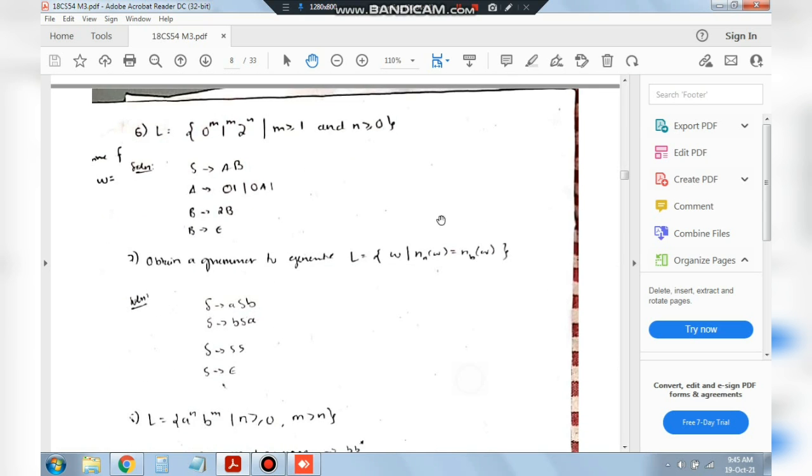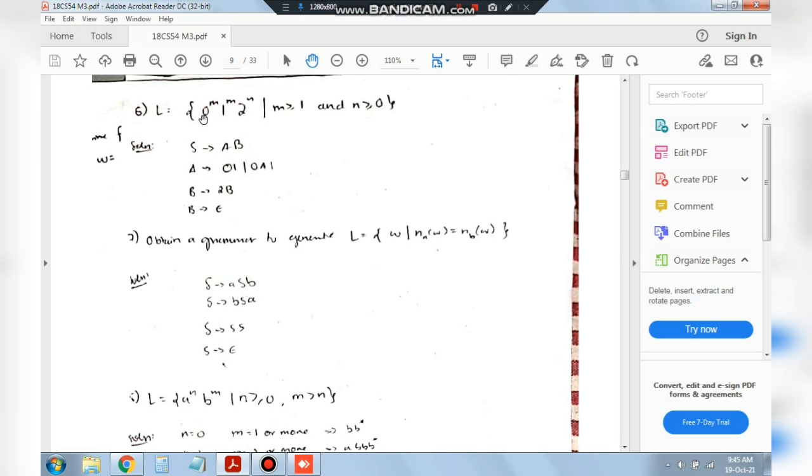Let's go on to the next one, which is 0 power m, 1 power m, and 2 power n. See, this is divided into two parts. This is the first part, this is the second part, because these two have the power m and this has the power n. Whenever we have the power m, m is greater than or equal to 1, so the least string is 01. And n is greater than or equal to 0, which means 2 power n can be empty also.